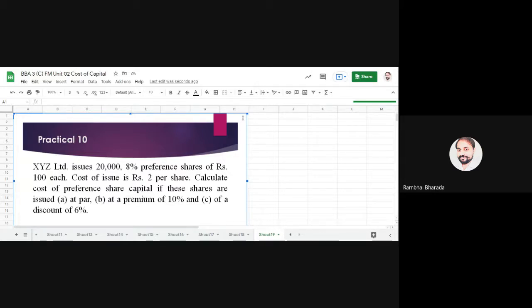XYZ Limited issues 20,000 8% preference shares of rupees 100 each. The cost of issue is rupees 2 per share. Calculate the cost of preference share capital if shares are issued at par, at a premium of 10%, and at a discount of 6%.